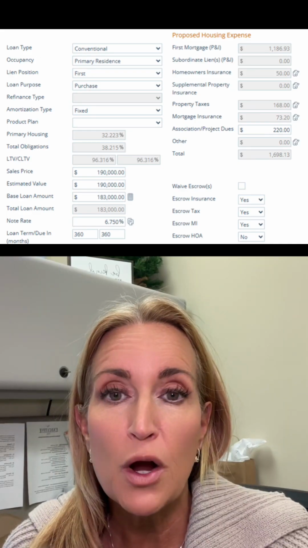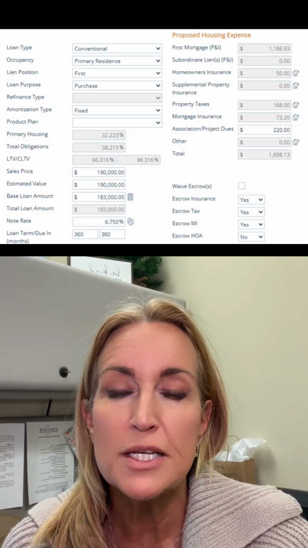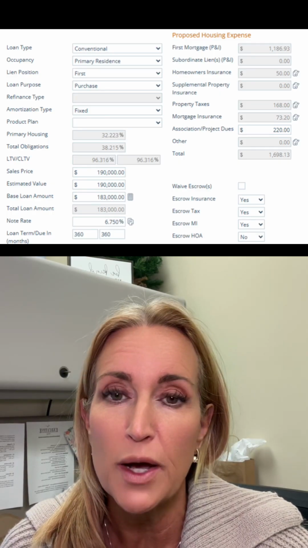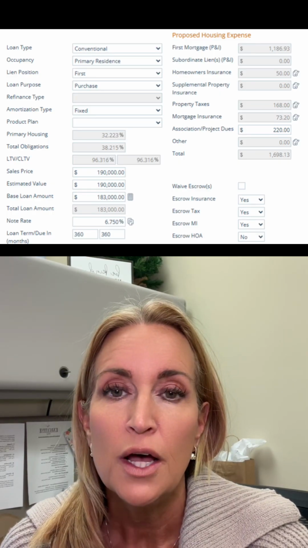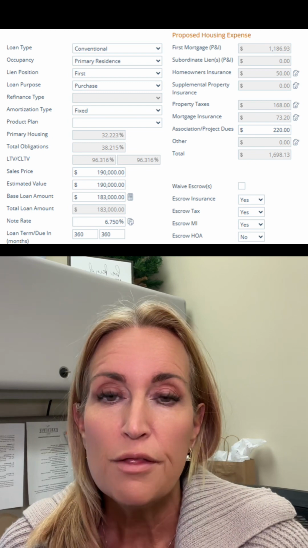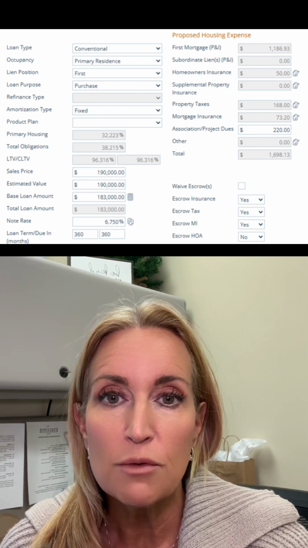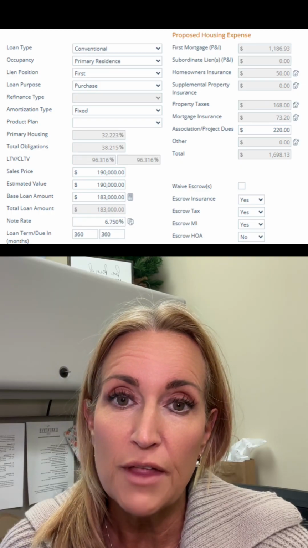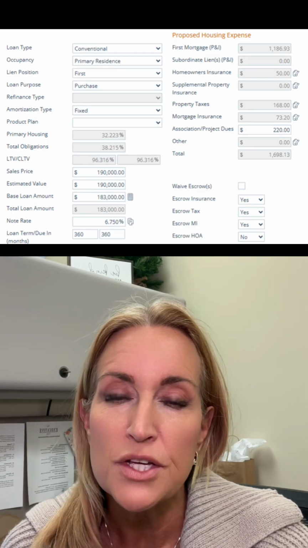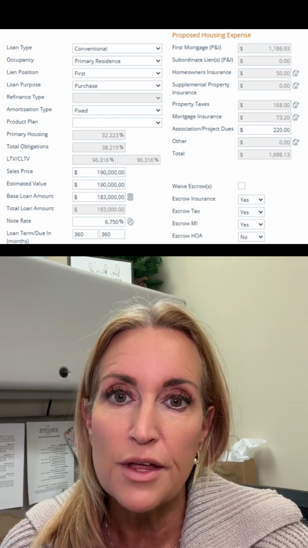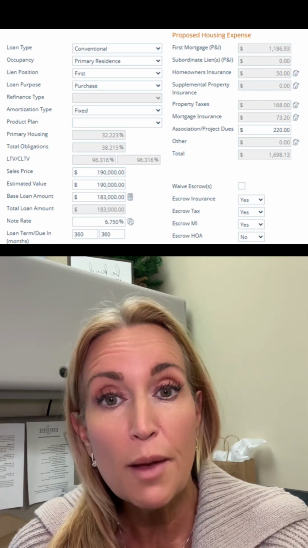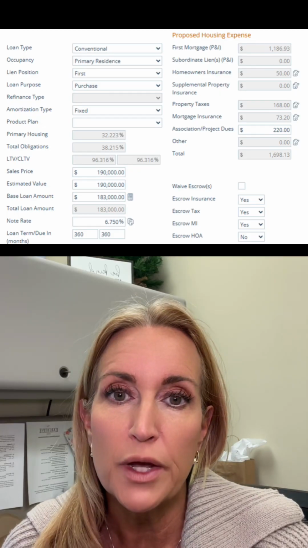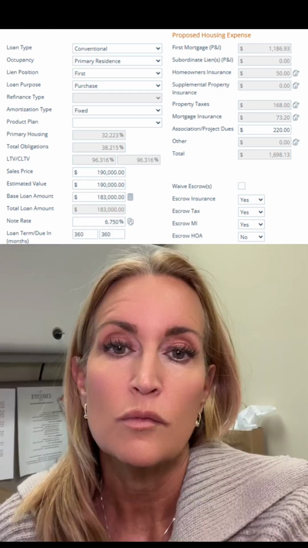So the first part, conventional, that just means it's a conventional loan versus another type of loan like FHA, USDA, or some other form of loan. Then it says primary residence. Primary residence means you're going to be living in that residence. Why is that important? Because the interest rates for a primary residence are generally lower than when you are doing an investment or a second home.